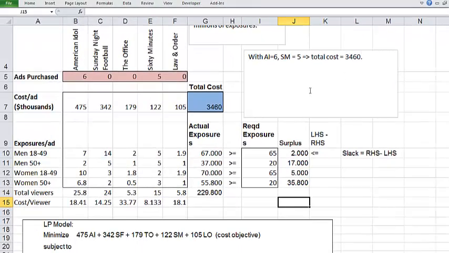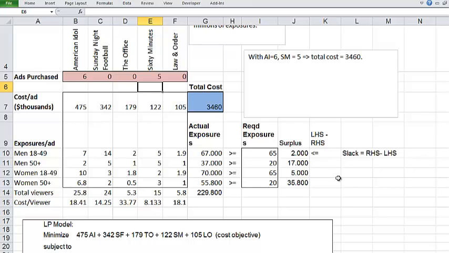Now, is this the best possible? Maybe we could try it the other way around. How about 5 and then 6? That gives us lower total cost, but then the third constraint is not met, so that's not going to work. So then is the optimal solution 6 and 5? Well, not necessarily. There might be some other integer solutions that give us lower total cost.